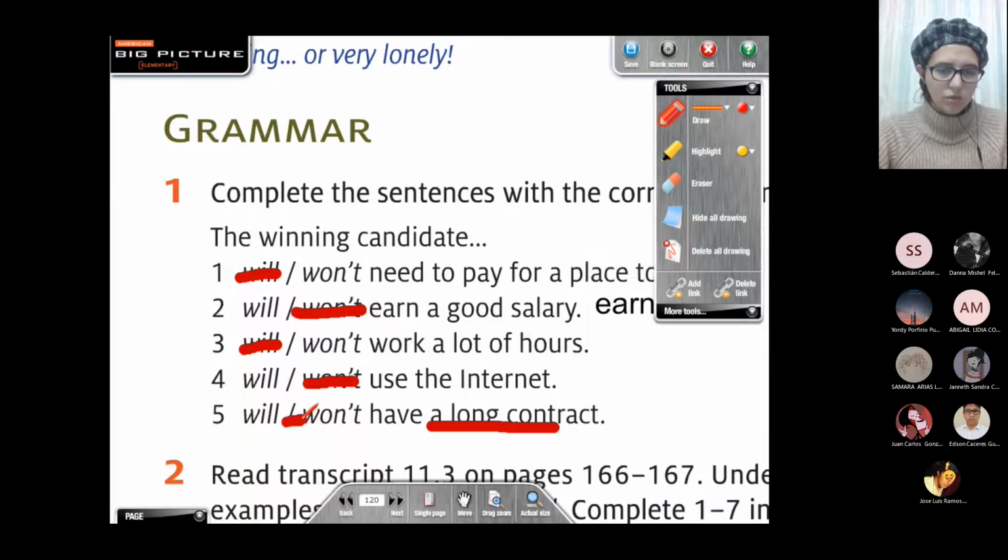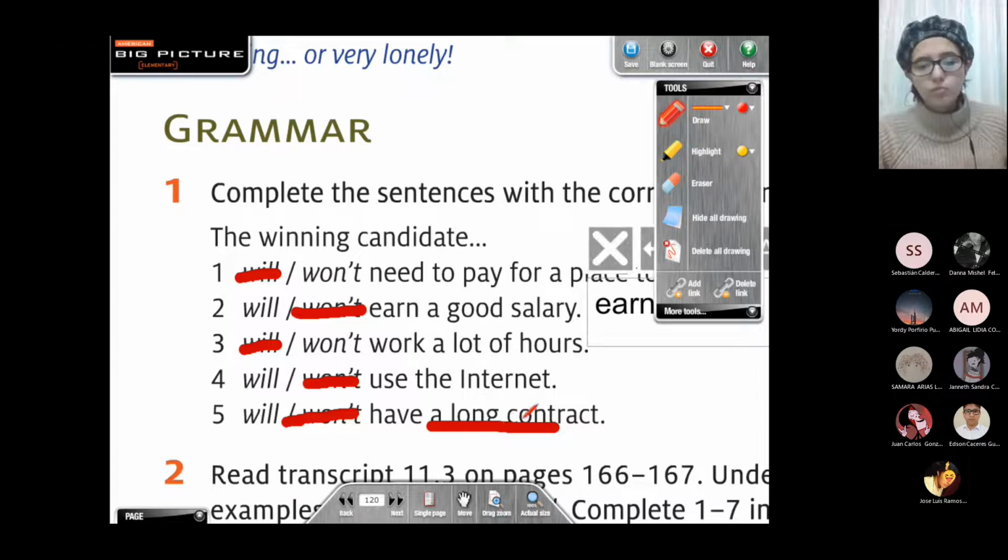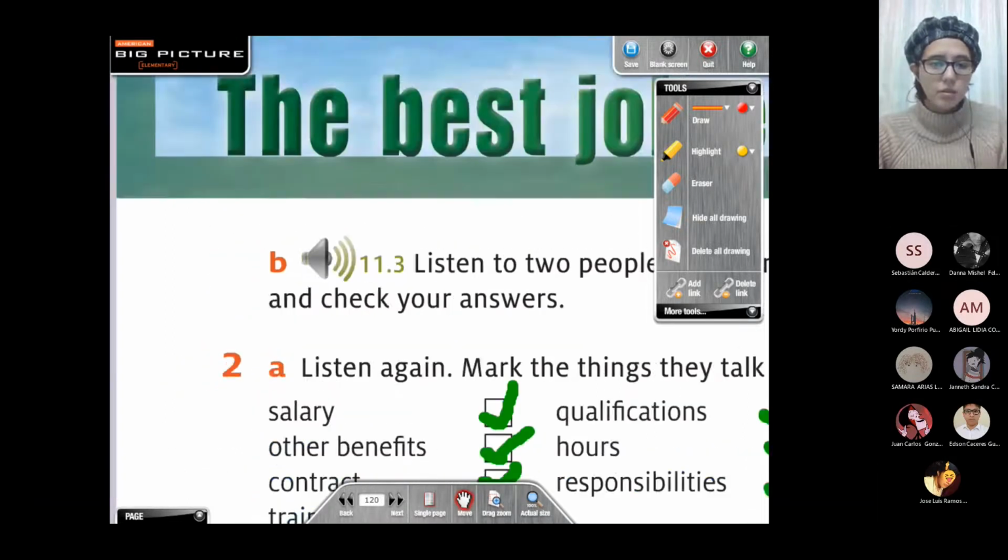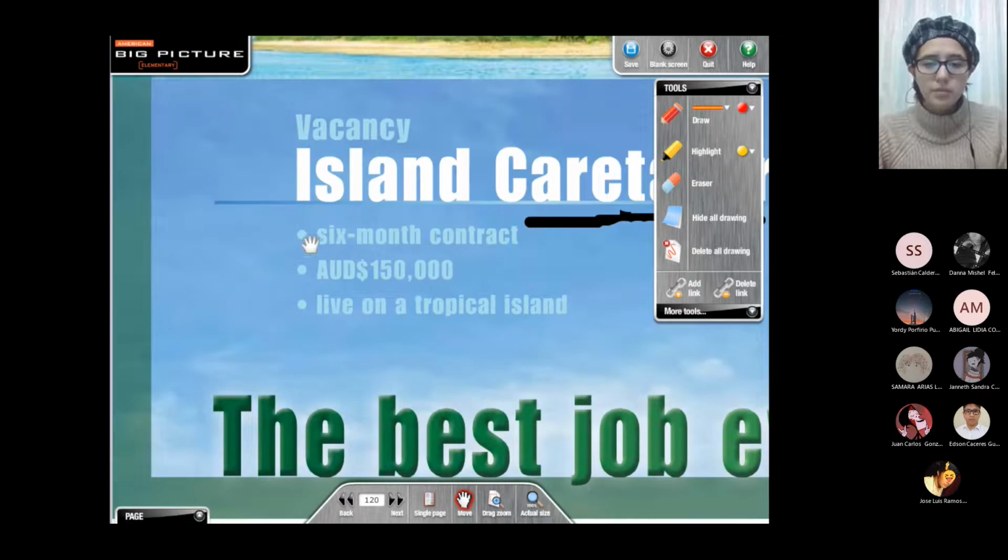Okay, we're going to. Pero pardon? Es como un contrato largo lo que tiene. Pero sí, bueno, depende de cada uno si lo ve largo 6 meses, ¿no? Could be. I don't know. Could be a short contract. Well, the winning candidate will have a long contract. What do you think? 6 months. Is it a long contract or a short contract?